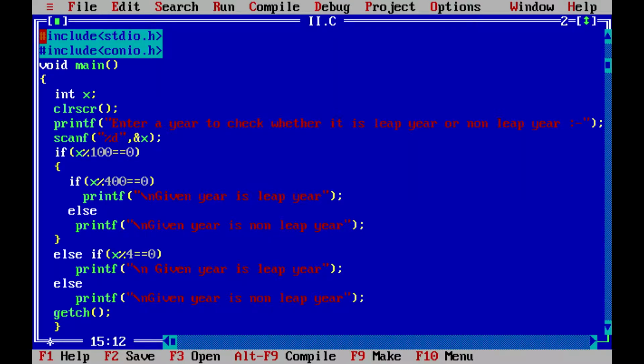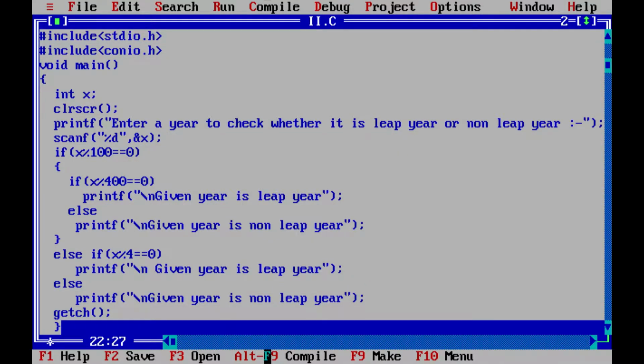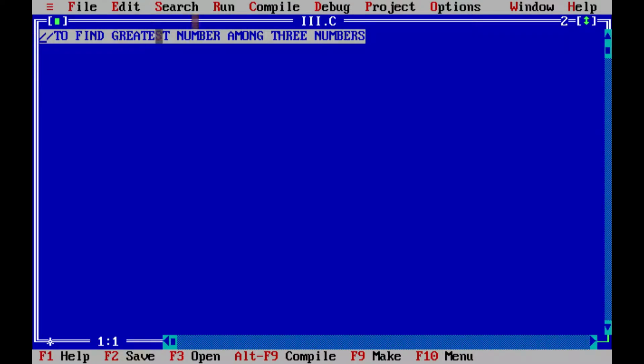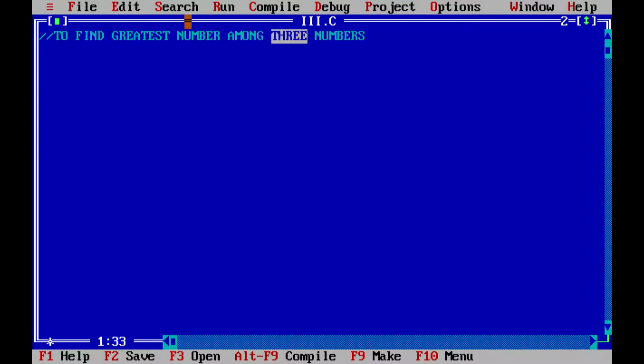In the same way, you can also create your own problem and solve it on your own, so that you understand the concept deeply. So let's move on to our third problem, which is to find the greatest number among three given numbers. This is the problem which we solved in our algorithm and flowchart video. So it is quite simple.